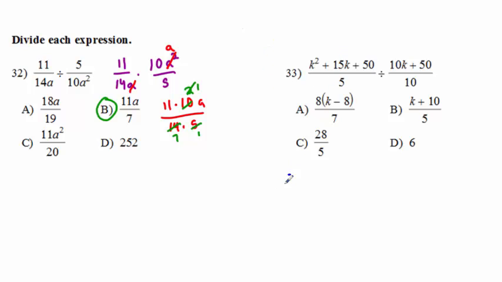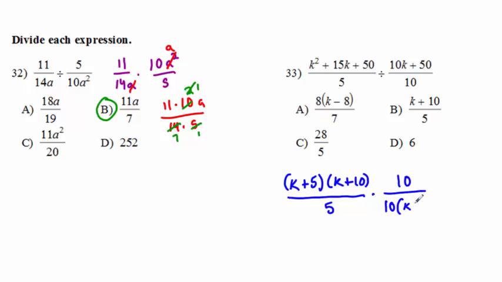On 33, we need to factor the top of the first fraction. What multiplies to get 50 and adds to get 15 would be 5 and 10. Then we need to flip the second fraction so that now the 10 is on top. And I'm going to factor 10k plus 50 because they have a 10 in common. So this is going to give me the 10's canceling out and the k plus 5's canceling out. So k plus 10 over 5 is left over, and my answer is B.